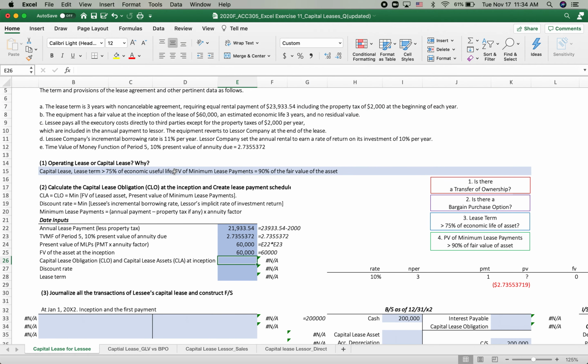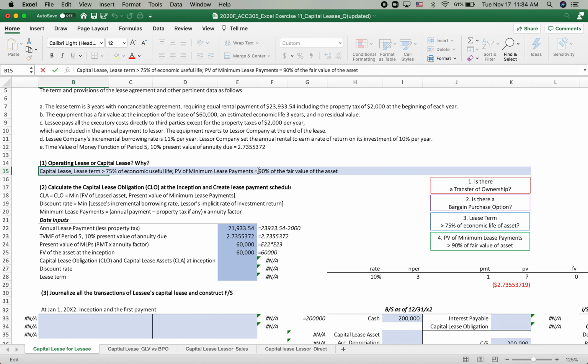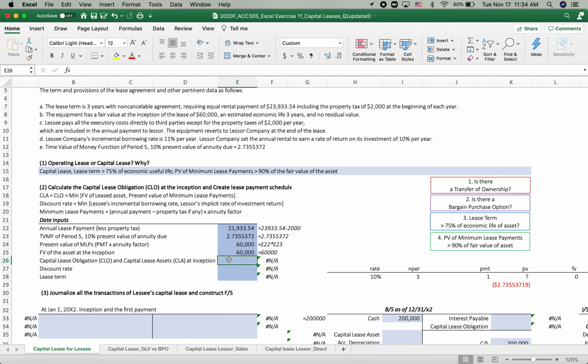Actually, we have two reasons here. Another reason to be capitalized is that the present value is greater than 90%, right? Actually it's not just greater, it's equal to the fair value. Then for the capital lease obligation and capital lease asset at inception, we can use either of these two, because the present value of the MLP is equal to the fair value of the asset at inception. For the discount rate, we use the lower one. And the lease term is 3 years.